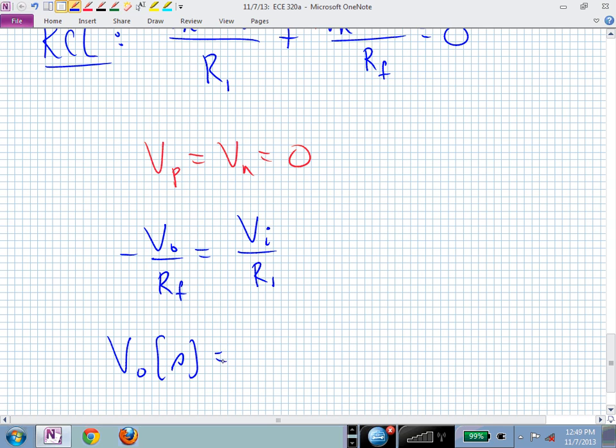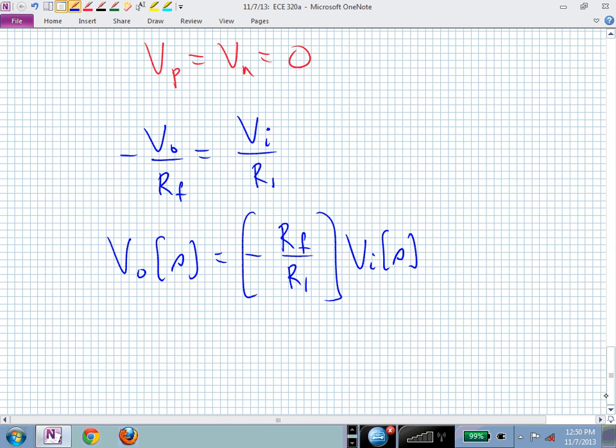So let me multiply both sides by minus R sub F, and I have minus R sub F over R sub 1 times V sub I of S. And this is my transfer function for the second circuit. That's simply a way of adjusting the gain between the input V sub I and the output V sub 0. And if you need a positive gain, you could cascade two of these together. And then you don't have a change in the sign of your waveform between the input and the output.